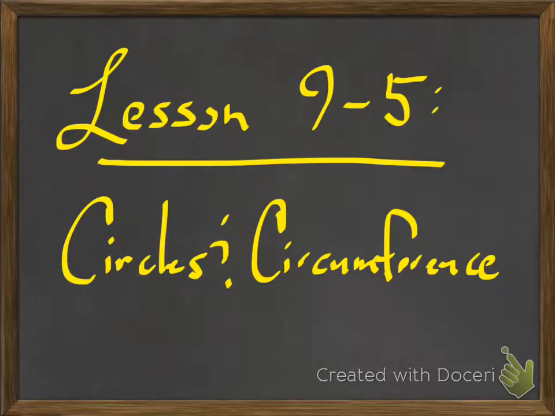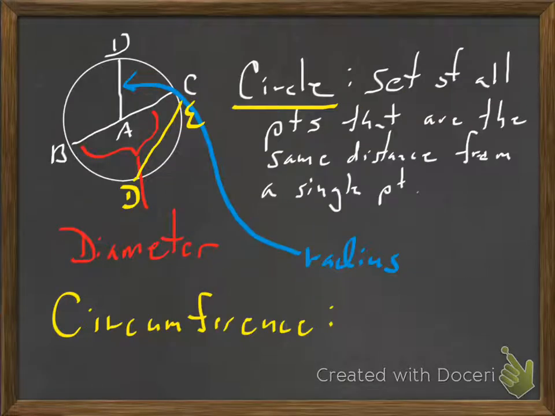In any case, let's get right into the definitions for a circle. So let's start with this diagram in white, and this is basically a circle. Now, a circle is defined to be the set of all points that are the same distance or equidistant from a single point.